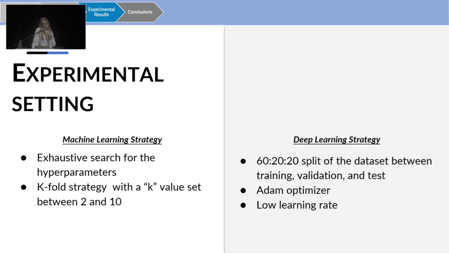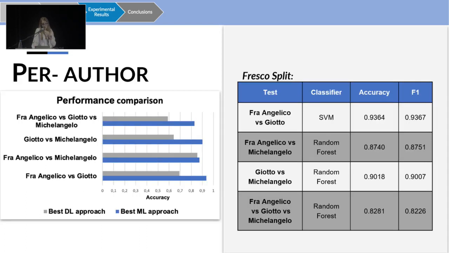For the experimental setting of the machine learning strategy, we applied an exhaustive search for the hyperparameters. We chose a set of hyperparameters, and then through an exhaustive search, we selected the best configuration. To avoid overfitting, we implemented also a k-fold strategy with a k-value set between 2 and 10, while for the deep learning strategy, we split the dataset into training, validation, and test set. The learning rate was low, and we used another optimizer.